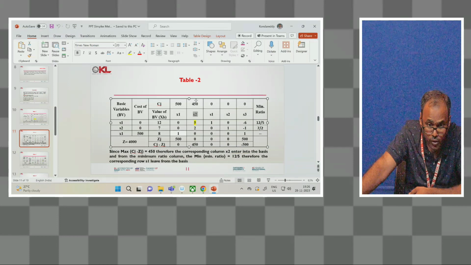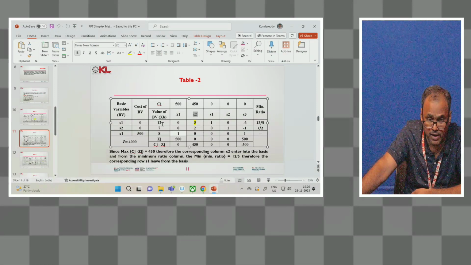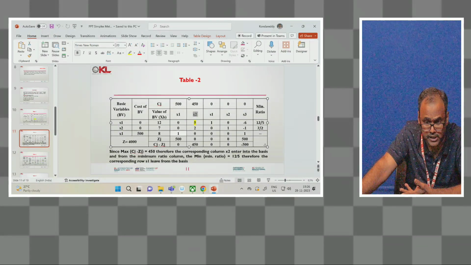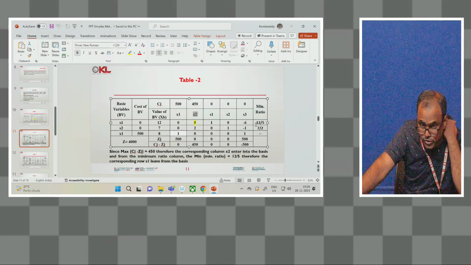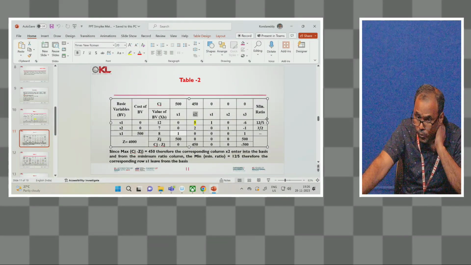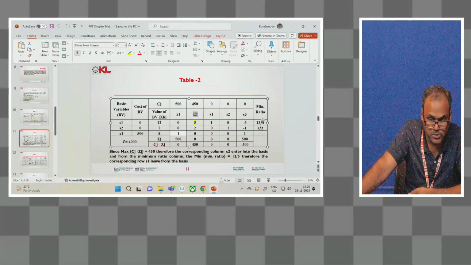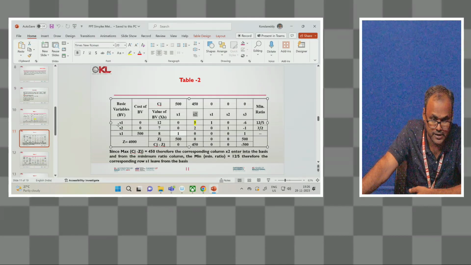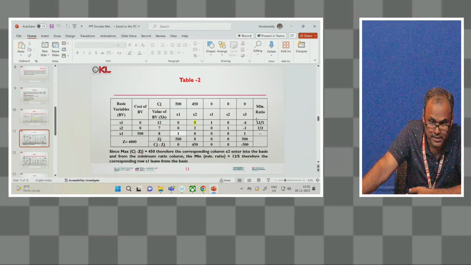To decide that, out of the x2 column elements we consider the values of the basic variables. Basic variable values are divided by this column: 12 by 5, 7 by 2. If anything becomes 8 by 0 it is indeterminate, and if it is negative, we are not going to consider it. So by finding the theta values, 12 by 5 is 2.2, and 7 by 2 is 3.5, so the minimum is 12 by 5. So now I decide to exclude S1 and include X2. That we can understand: X2 is included, S1 is excluded by this theta rule.